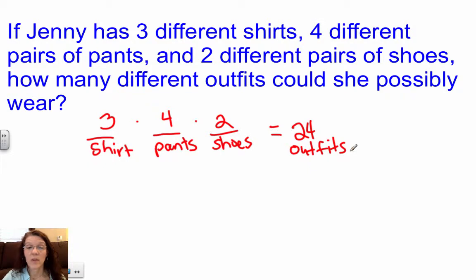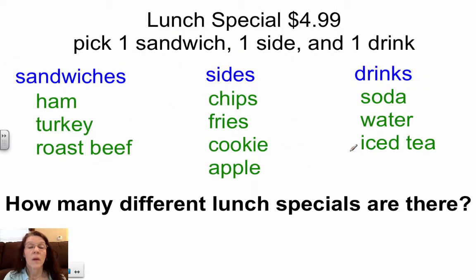All right, this next one is one that I want you to try. You go to lunch, you've got one sandwich, one side, and one drink. How many different lunch specials are there? Still a fundamental counting principle because we're choosing one thing from the sandwiches, one thing from the sides, and one thing from the drinks. All right, pause this, try it, and then check back and see if you got the right answer.